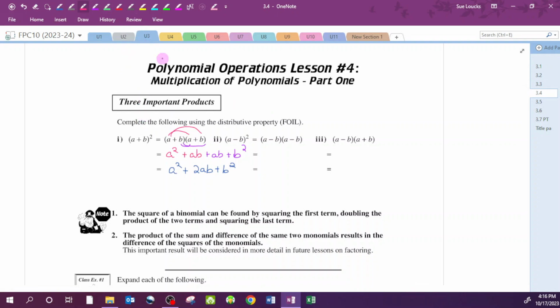In the second one here, we have (a - b) squared, so we're going to have a squared, and then we have a times negative b, so that's minus ab, and then we have negative b times a, so that's negative ab, and negative b times negative b, which is plus b squared. And then when we simplify that, we get a squared minus 2ab plus b squared.